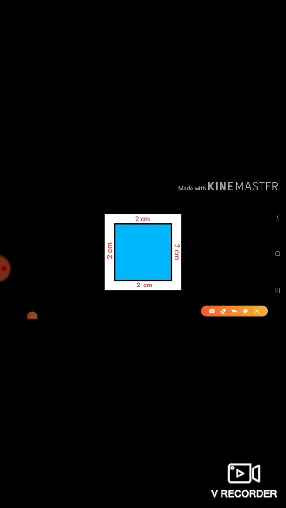So all the sides in a square are equal. See here it is 2 centimeter, 2 centimeter, 2 centimeter, 2 centimeter. So in a square how many sides do we usually have? 4 sides. So the 4 sides in a square are equal.